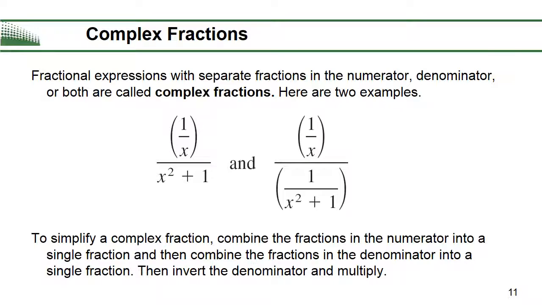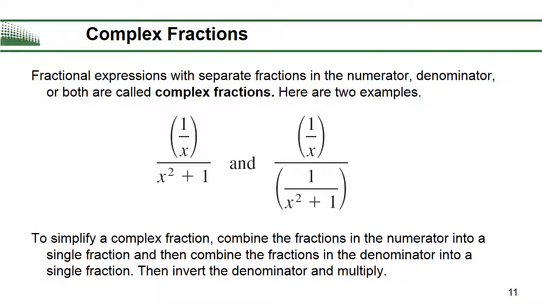Next we have complex fractions, or I like to call them double-decker fractions. It's really a fraction within a fraction. It may be that you have a fraction in the numerator of a fraction, in the denominator, or both. The first example here has a fraction in the numerator, and the second has the fractions in both. To simplify them, what we're going to do is combine the fractions in the numerator into a single fraction, combine the fractions in the denominator into a single fraction, and then remember that a fraction is really a division problem. So we'll change it to a division problem, and then we will do keep, change, flip, and multiply.